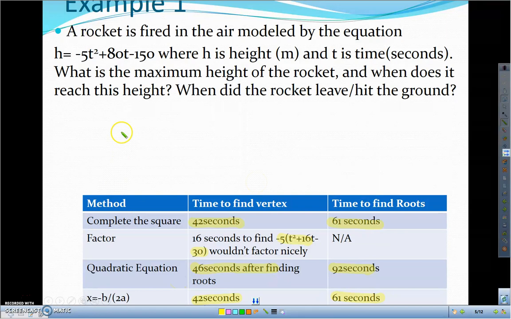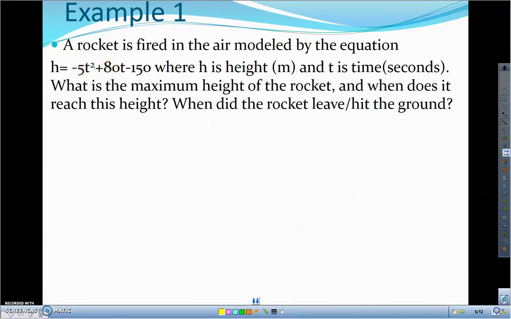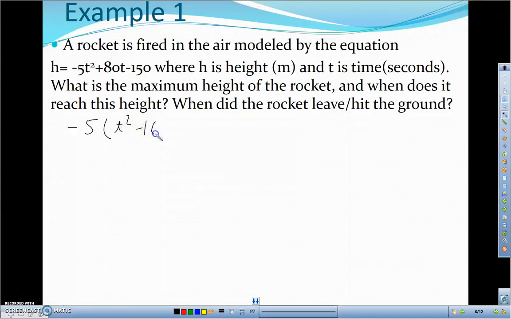Actually, you know what? These are nice numbers. What I mean by nice numbers is that the 5 and the 80 can be divided by the 5. So completing the square is actually a good way of doing this very first question, which is the way I'm going to solve this. With completing the square, I'm going to factor out the negative 5 from the first two terms: t squared minus 16t minus 150. We only factor out that 5 from the first two terms.